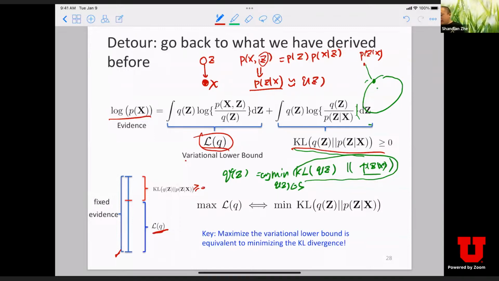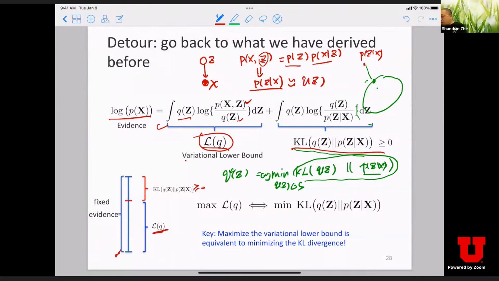If you look at the form of the evidence lower bound, it is an integral of the approximate distribution q of z times the log of the fraction between the joint distribution of x and z and q of z itself. q of z often has a simple form like a Gaussian distribution. We cannot compute p of z given x, but it's very easy to write down and compute the joint distribution p of x and z. You just multiply the prior of z and the likelihood of x given z.